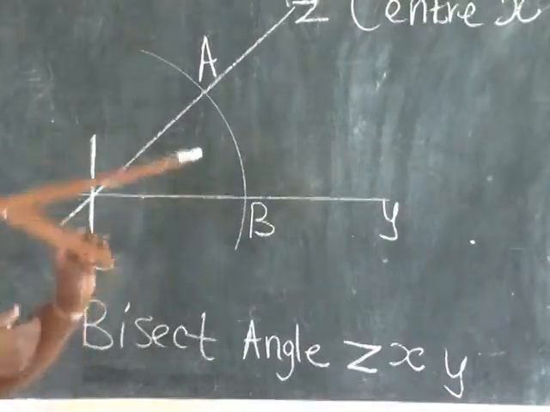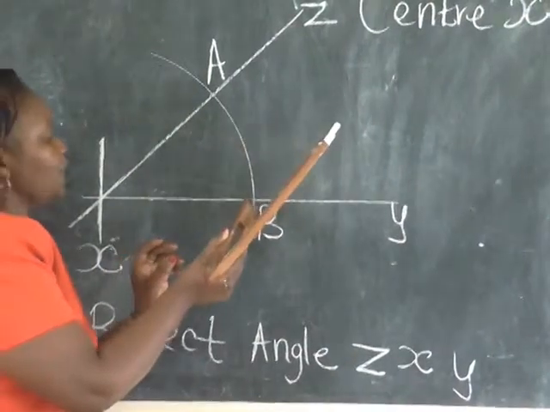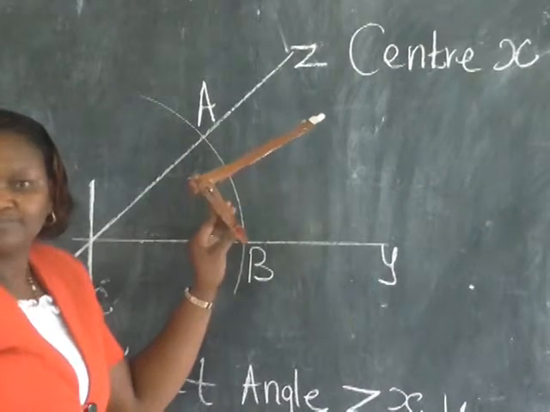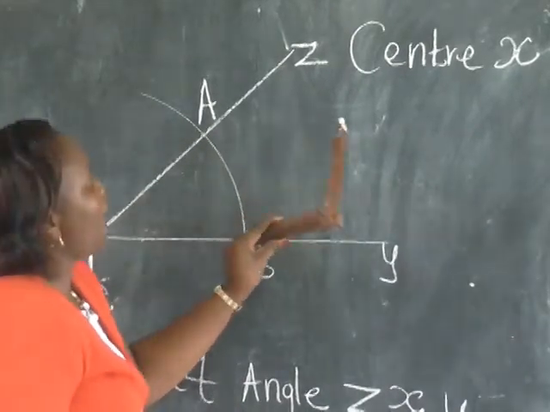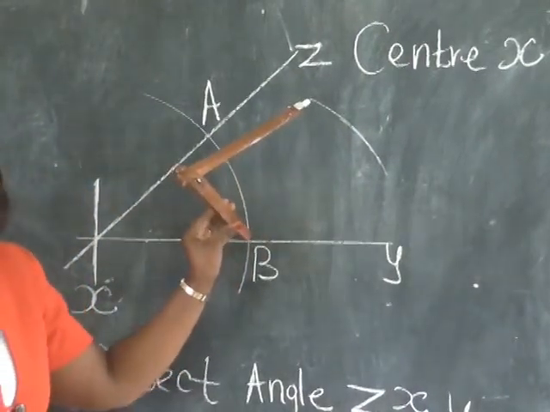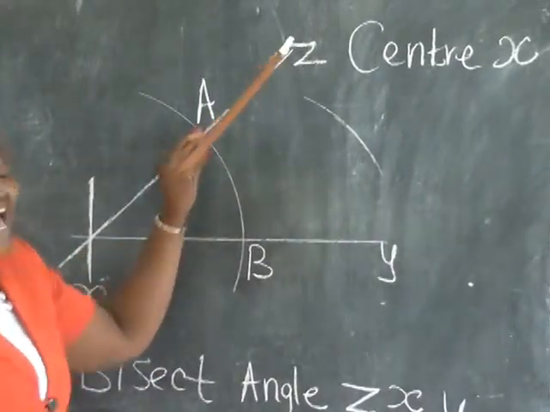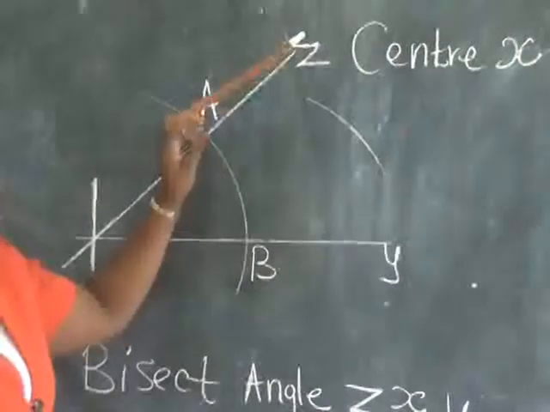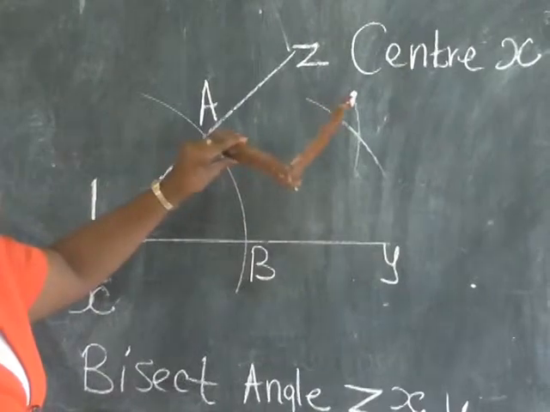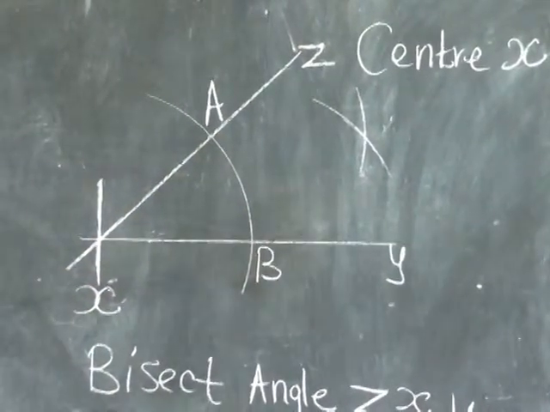Good. Now, using your pair of compasses, place it at point B. Good. Now, draw an arc there. Yes, I can see. Now, place your pair of compasses again at point A. Draw another arc there. Have you done that? Good.